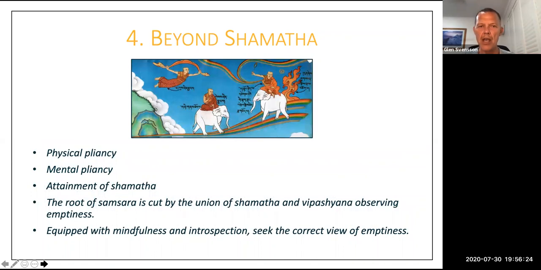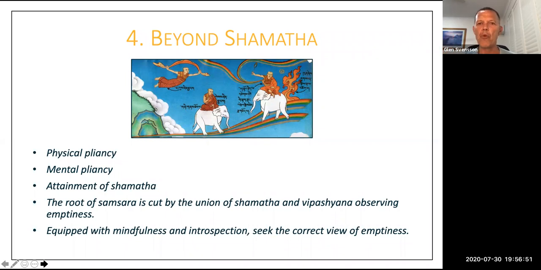And that's what we see in the color diagram, the shamatha chart. Right at the top, in the middle, we see shamatha: the physical pliancy, the meditator flying through the sky, and mental pliancy, the meditator riding on the elephant of mind. But then we have one more diagram right at the end of this shamatha path. We see the meditator on the elephant of the mind, and in their right hand is a sword. This is a sword of wisdom.